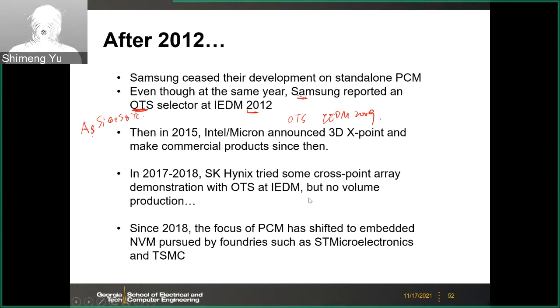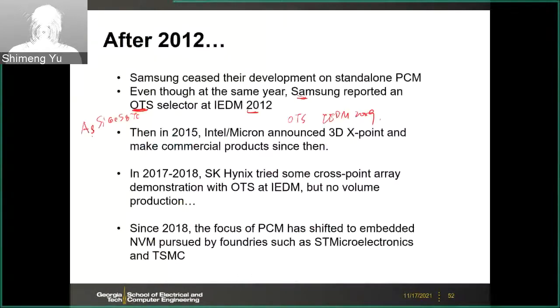So very complicated anyway. Then in 2017 and 2018, SK Hynix had some cross-point array demonstration with OTS at IEDM, but no volume production after that. And since 2018, the focus of phase-change memory has shifted to embedded non-volatile memory pursued by foundries, such as ST Microelectronics and TSMC. ST Microelectronics is a foundry in Europe. It's jointly owned by Italy and France, I believe. So this is the recent situation for phase-change memory.